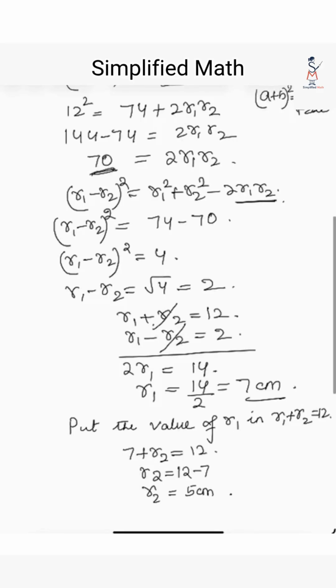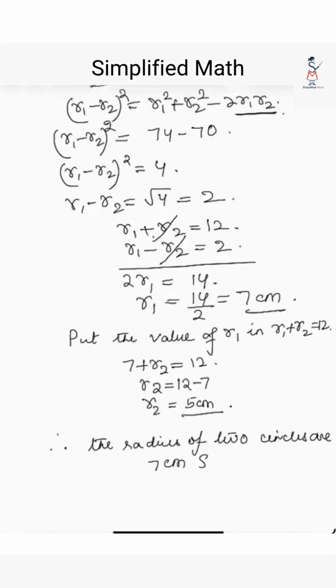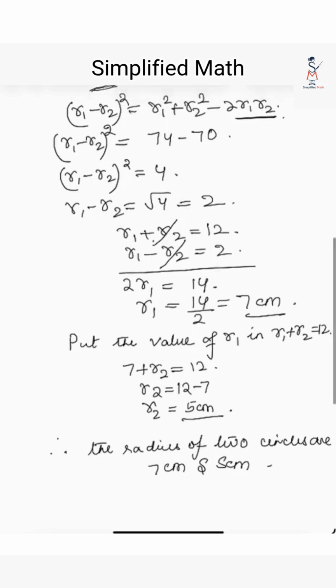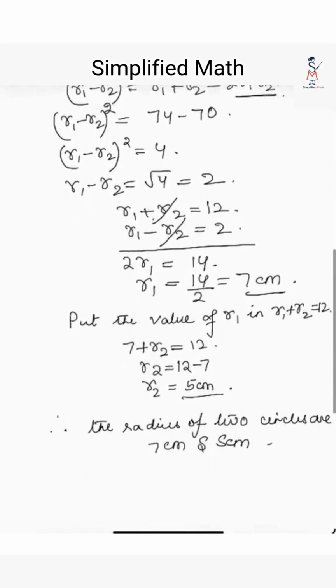So what are the radii of the two circles? Therefore, the radii of the two circles are 7 centimeter and 5 centimeter. Fine. What we had to find? Find their radius. So we have found their radius. The radius is 7 and 5. If they say diameter, then double it. You will get the diameter of the given circles.